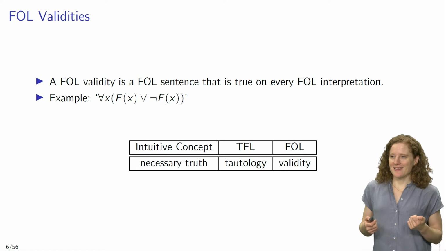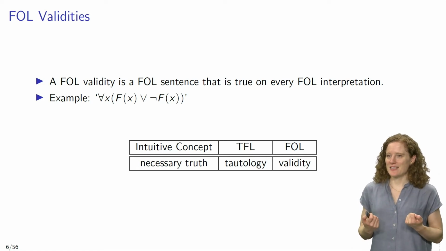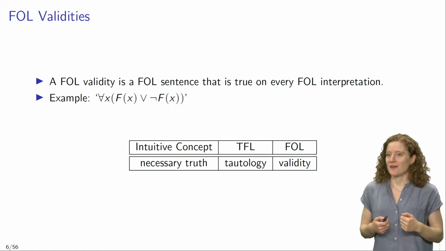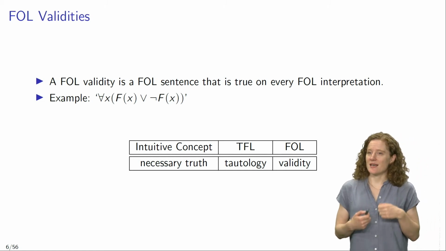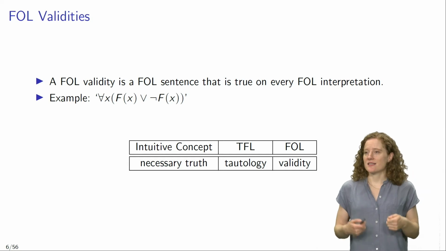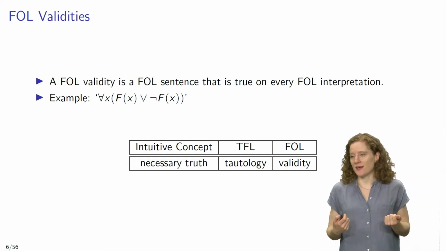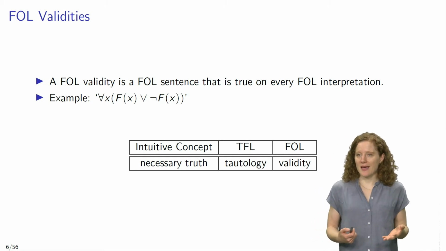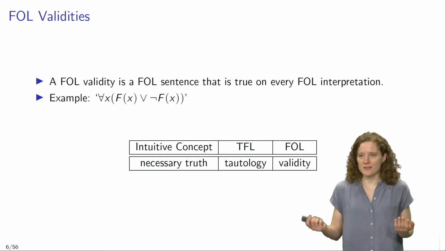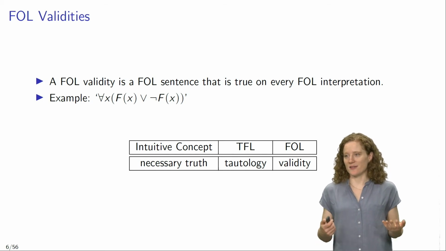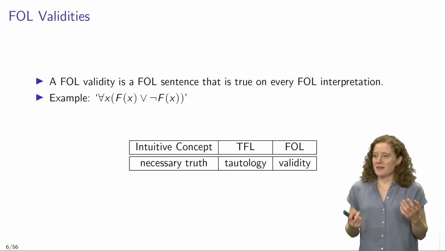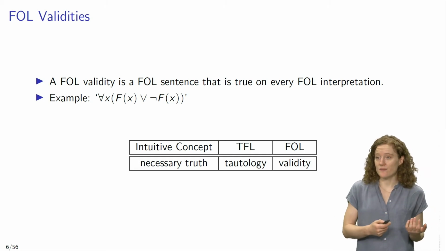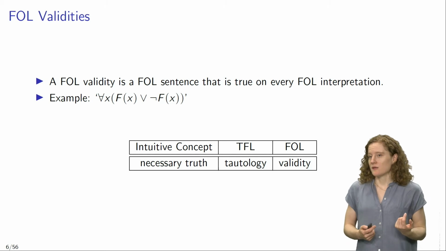Now, using this concept of an FOL interpretation, we can now define what an FOL validity is. An FOL validity simply is an FOL sentence that is true on every FOL interpretation. So for example, the sentence "for all x, either x is F or x is not F" is an FOL validity. You can think of this concept of an FOL validity as the analog of a tautology.